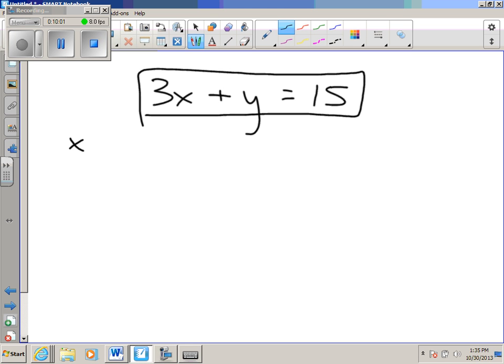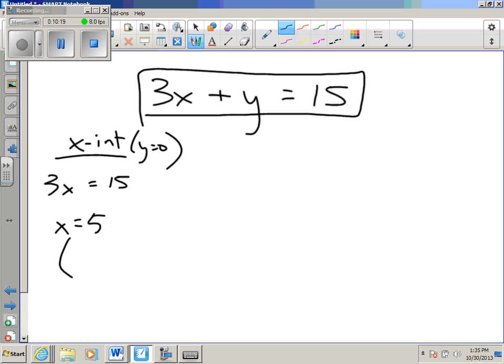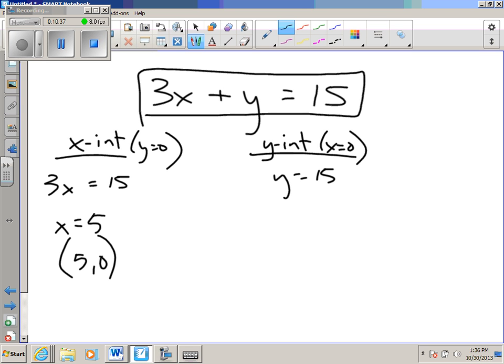So let's find our x-intercept first, and that's when y is 0. So let's go 3x plus 0 is equal to 15. So x is equal to 5. Full coordinates there would be 5 comma what? 5 comma 0, right, if y is 0. And then for my y-intercept, that's when x is 0. So 0 times 3 is going to be 0. Y equals 15. Need to do anything else there? That's where it is. So if x is 0, y is 15.